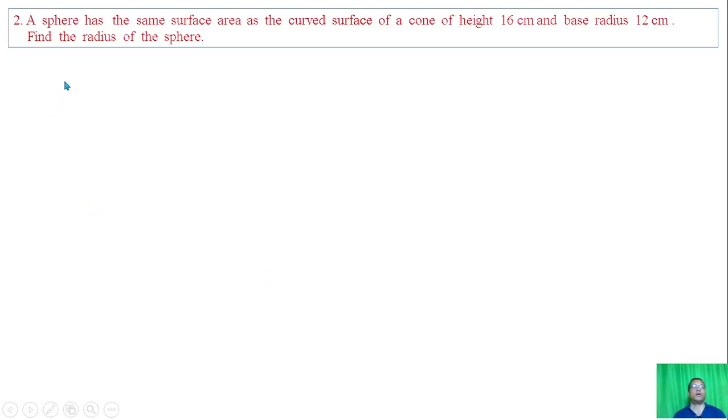Question number 2. A sphere has the same surface area as the curved surface of a cone of height 16 cm and base radius 12 cm. Find the radius of the sphere. A sphere has the same surface area as the curved surface area of a cone of height 16 cm and base radius 12 cm. Sphere amagi surface area si manai. Kanaga sphere amagi surface area si cube amagi surface area cone amagi surface area.